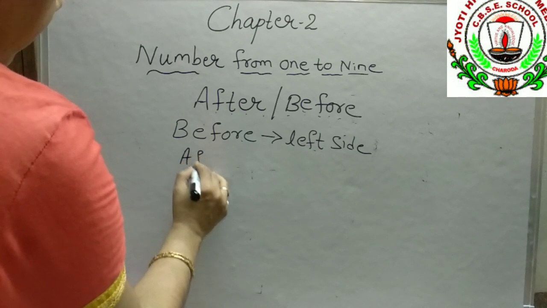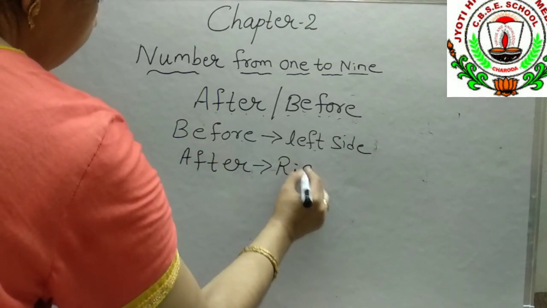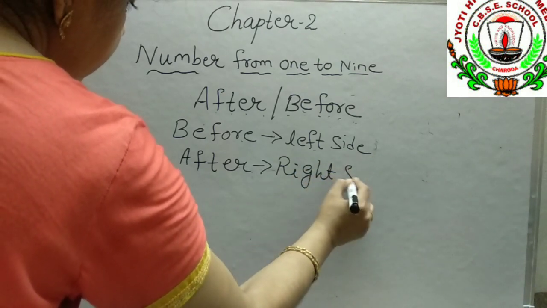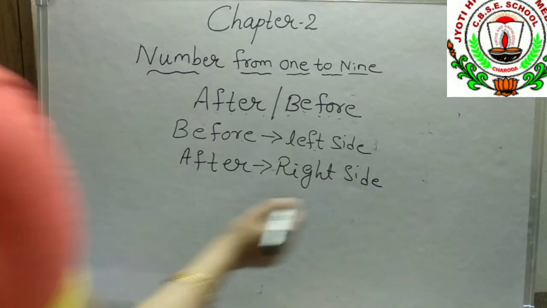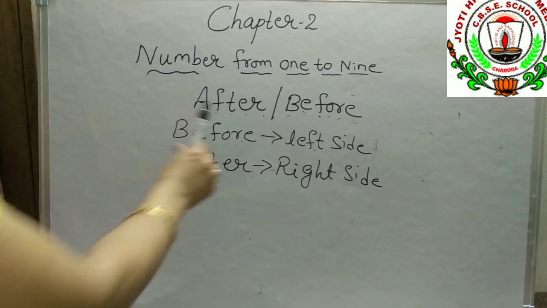After means the number which is on the right side, and before means the number which is on the left side. So I hope you all have understood the concept of greater than, less than and equal to, after and before.